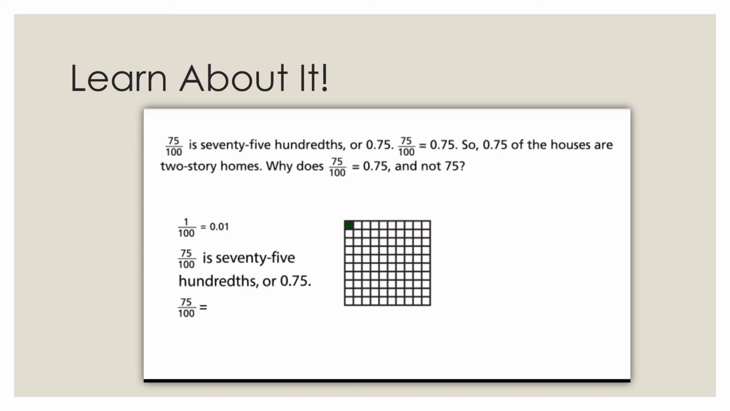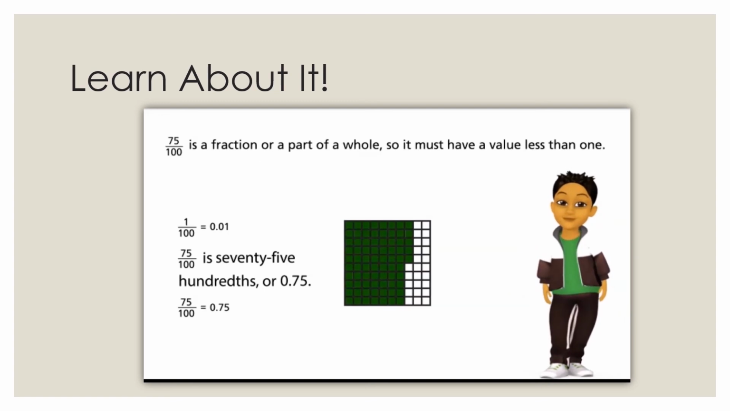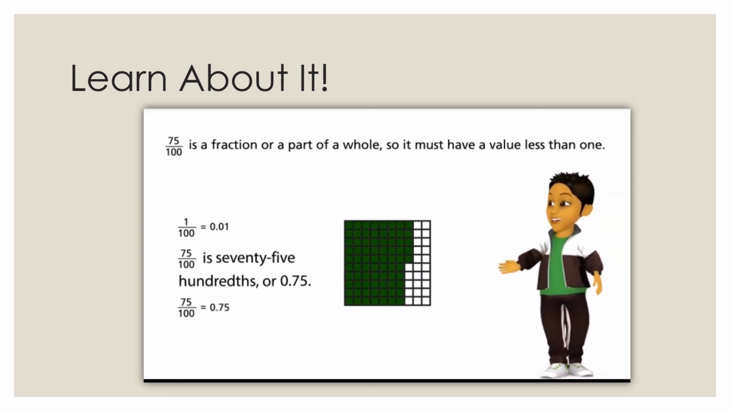75/100ths is 0.75. 75/100 equals 75/100ths. So, 75/100ths of the houses are two-story homes. Why does 75/100 equal 0.75 and not 75? 75/100ths is a fraction, or a part of a whole, so it must have a value less than 1. Now you know how to write a fraction as a decimal.